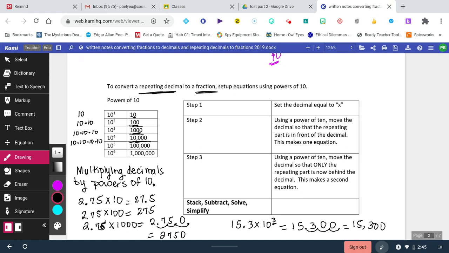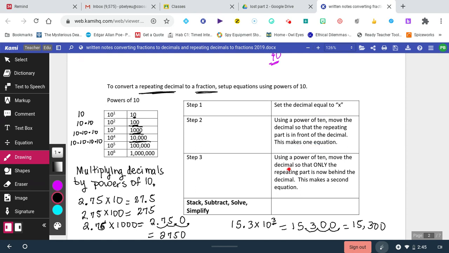After you set that decimal equal to x, you're going to use a power of 10. Using a power of 10, move the decimal so that the repeating part is in front of the decimal. So when you want to figure out what's repeating, make sure you get that in front of the decimal. Whatever's repeating goes in the front of the decimal. That makes one equation.